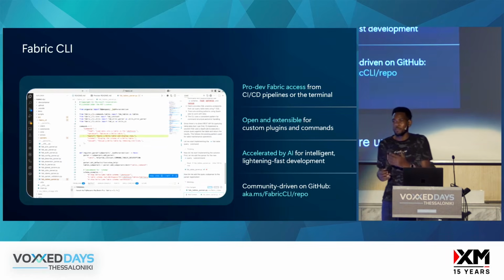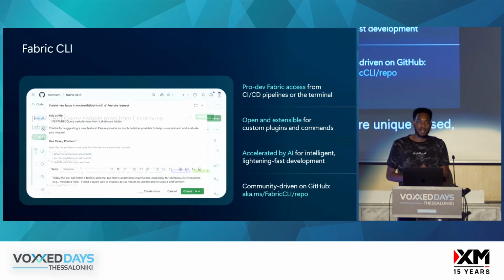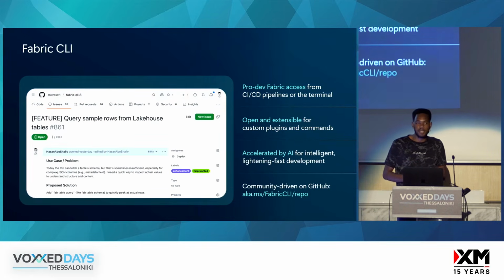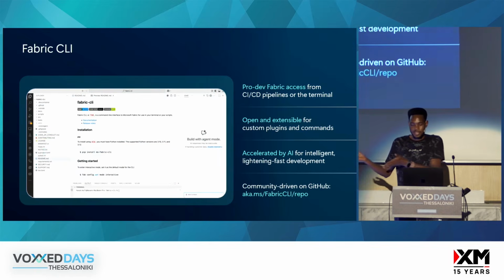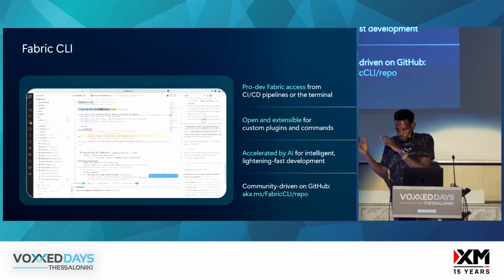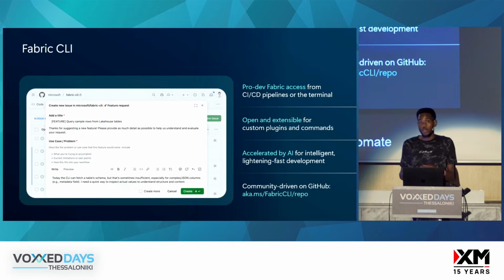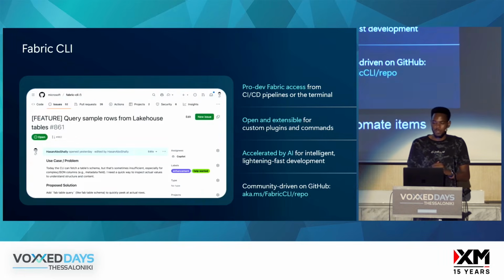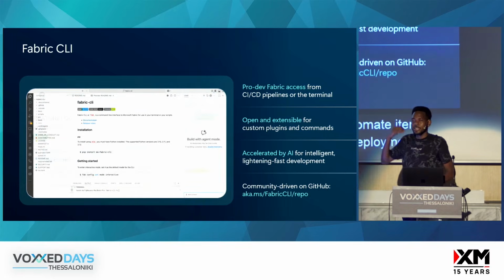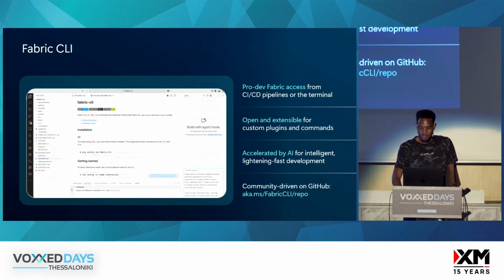So you have things like fab ls, and you can list the contents maybe in a workspace. You can use mkdir to create a new item in a workspace, and so you are able to automate items directly from your terminal, or you can even integrate these in your deployment script. So maybe you want to create new items. You can automate these directly using the CLI.